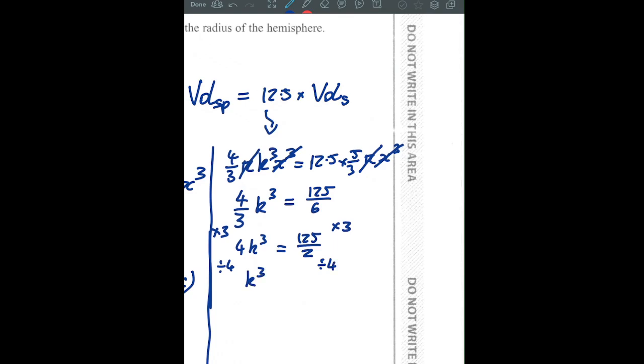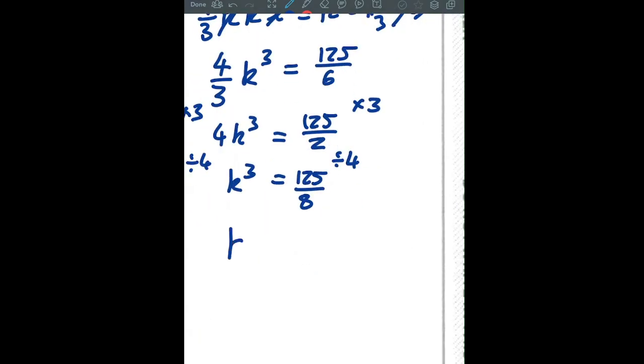You could have done that in one step. You can just do 125/6 divided by 4/3. That would have done the same as those two steps. And finally, I want to get rid of that cubed. So on my calculator, I'm going to do the cube root: shift, and the square root button gets you that. 125 over 8, which is actually really nice. It comes out simply as 5 over 2.